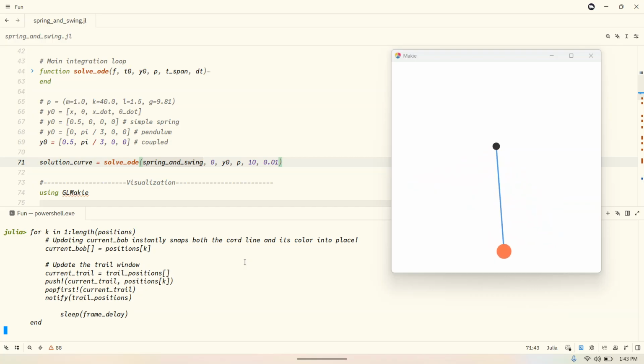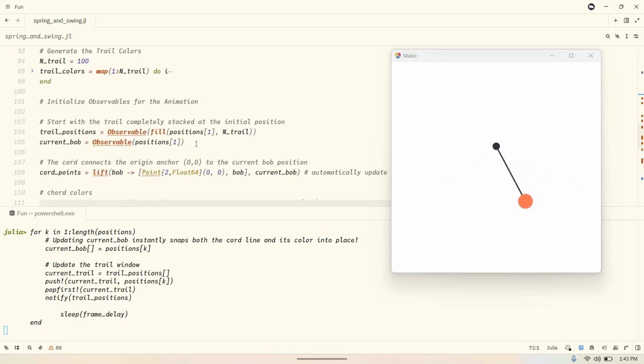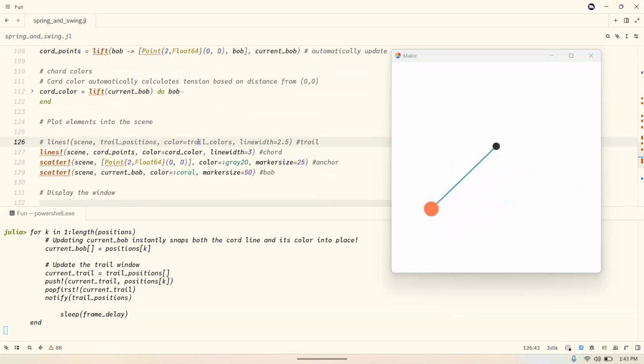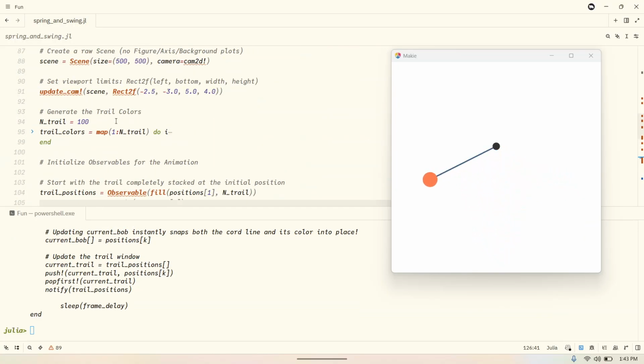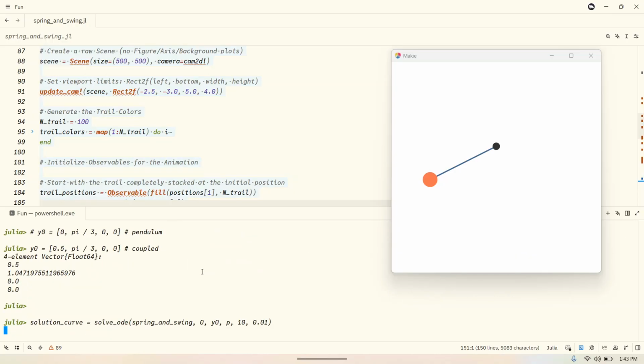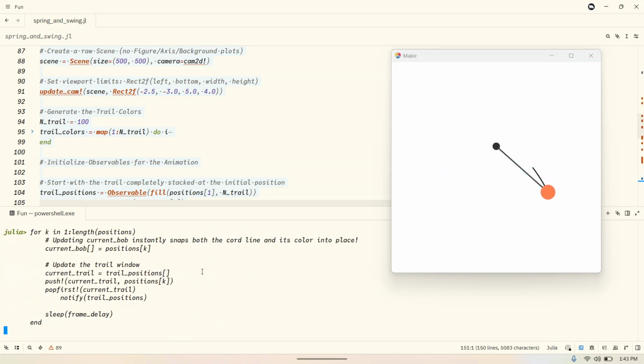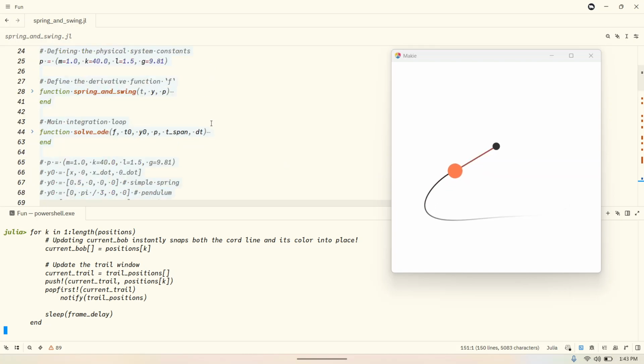Yeah, would you look at that? That's so insane. I think that's super cool. Let me redo the clear. And how many trails? Fine, 100 trails. That should do fine. Yeah, this is fun.